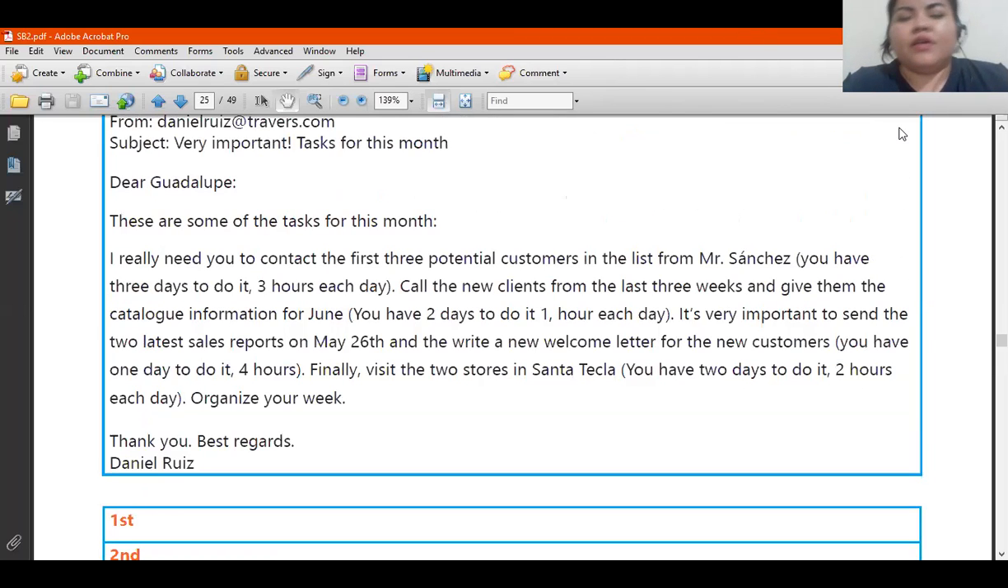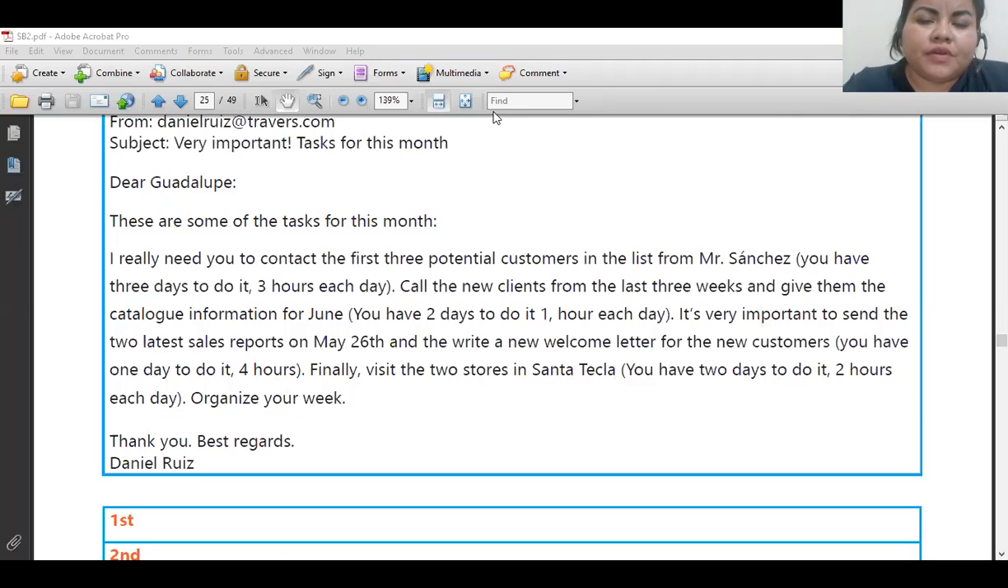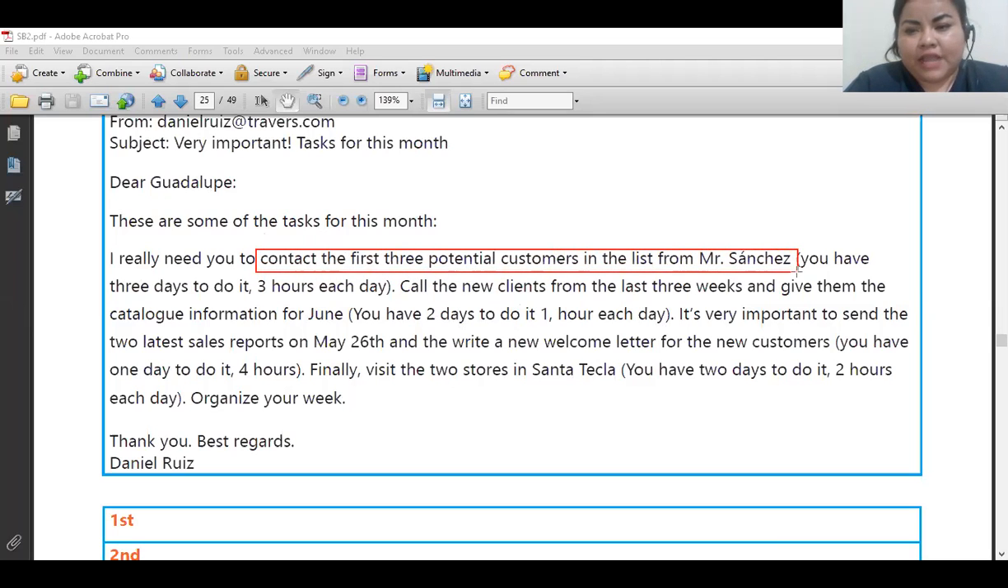Okay, good. Now, let's take a look at this. Apart from which would be first and which would be after, I need you to identify sentences and activities. This person, Daniel, has used imperatives to tell Guadalupe what to do, right? So the first imperative is: contact the first three potential customers in the list from Mr. Sanchez. That is the first imperative, the first command. What is the second command, Carmen?